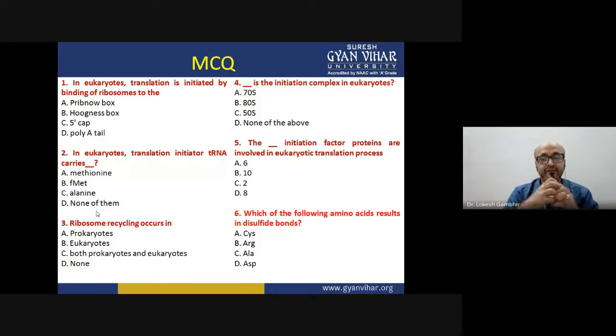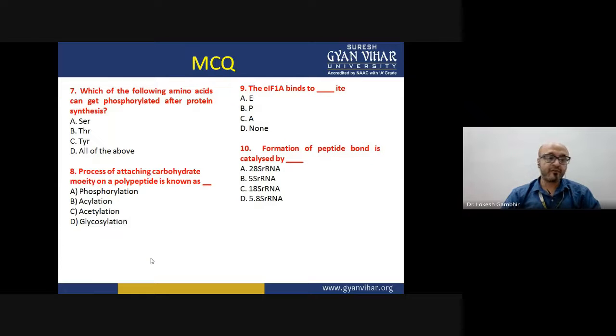Then which amino acid is responsible for formation of the disulfide bond, or which amino acids are responsible for getting phosphorylated, or EF1A, where it is binding, whether to the E, P, or A site, or which RNA is acting as a ribozyme, whether it is 28S, 5S, 18S, or 5.8S. So these MCQs will help you in brushing up what we have understood in this particular lecture.